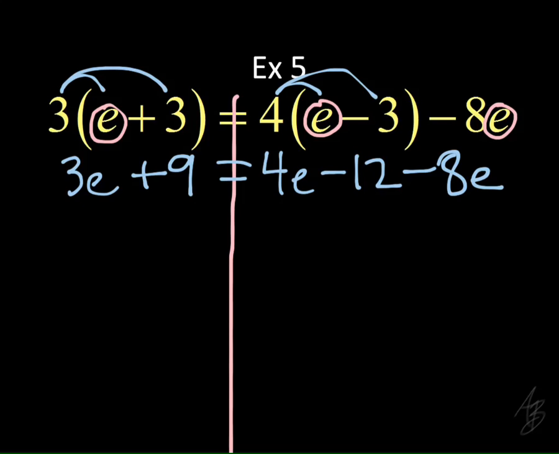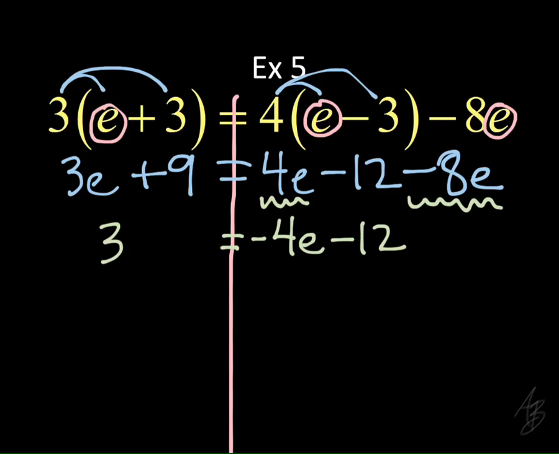Combine the like terms. I don't see any like terms over here on the left side, so we don't have to do it there. But over here I've got a 4E and a minus 8E. So positive 4E minus 8E. One's positive, one's negative. So do we add or subtract? We're going to subtract. 8 minus 4 is 4. But, Cyan, you're saying it's a negative 4 because the bigger number is negative. Good. So we get negative 4E minus 12 here.